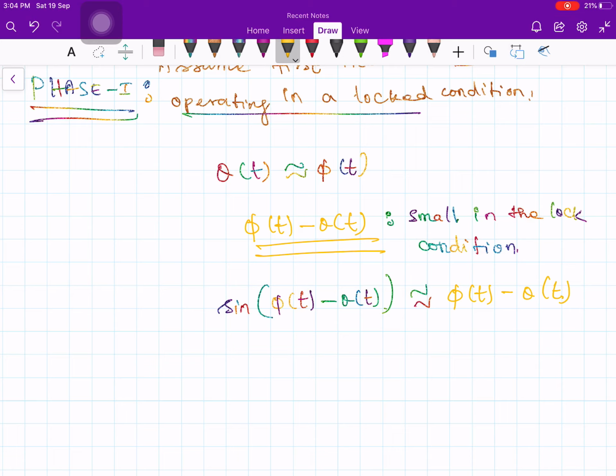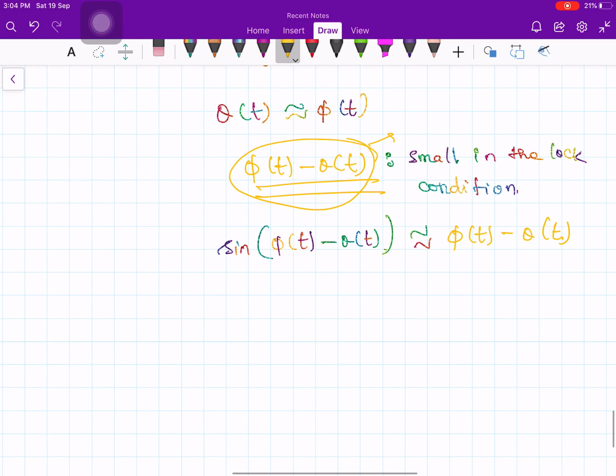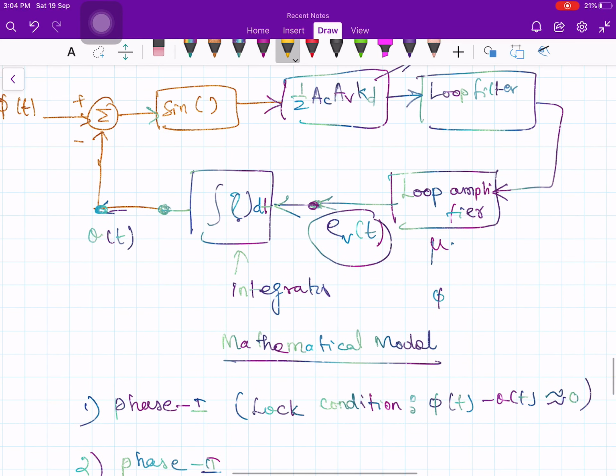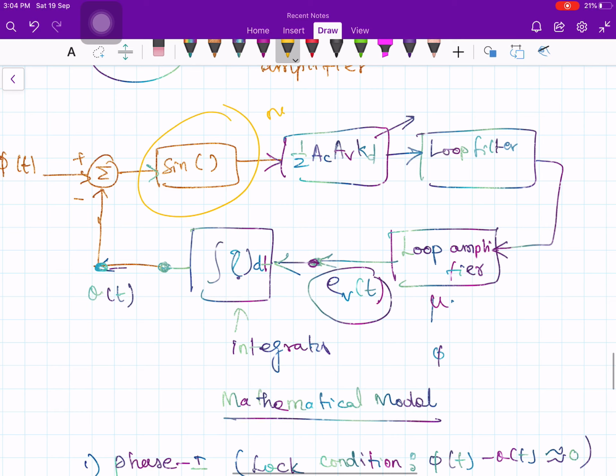Now when the loop is not in locked condition, we cannot say that. This may be considerably large in that case. So when the loop is not in lock condition, this approximation cannot be used. When the loop is operating in the lock condition, it is convenient to use this approximation, because it will convert this non-linear equation into a linear equation. I mean non-linear model, right? So if the loop is in locked condition, this non-linear model becomes a linear model.